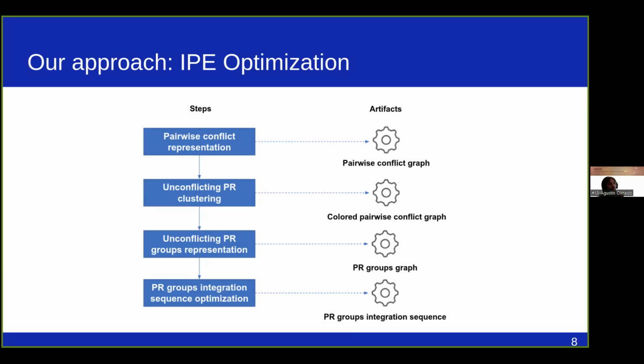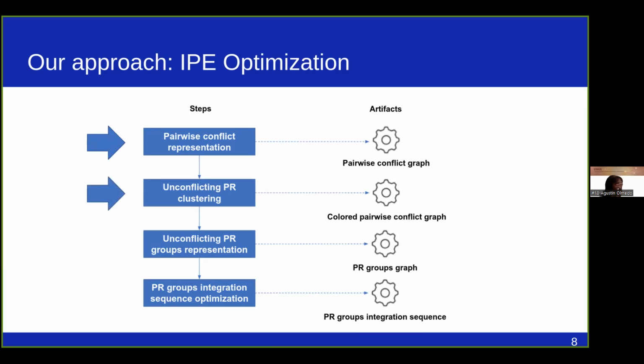I will first explain the approach and then show an example to understand it better. The approach relies on a 4-step process. The first step is the pull request conflict representation. It processes the set of pull requests to obtain the existing pull request conflicts and generate a pull request conflict graph where nodes represent each individual pull request and edges represent the existence of merge conflict between a pull request pair.